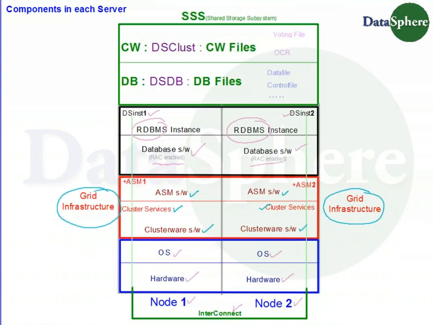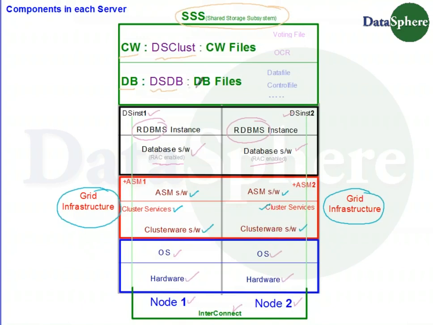Now what is common for each node? What are the components that we store in the shared storage subsystem? Basically, we want to store two components. One is related to clusterware, the other is related to database. Clusterware-wise, we give a name, for example we'll call it DSCLUST, and database-wise we also give a name called DSDB.